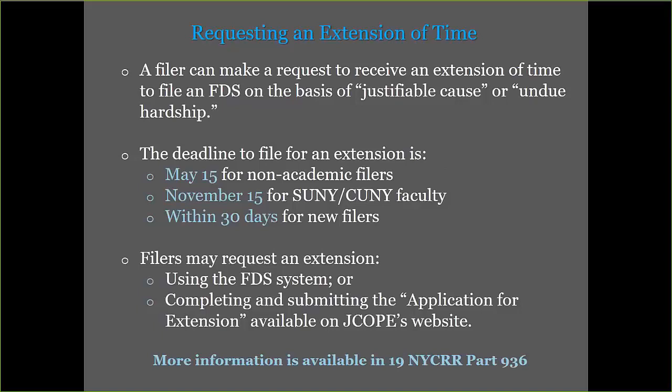Now, filers can request an extension of time for filing. If something comes up and they can't get their FDS in on time, they can request an extension. It's based on justifiable cause or undue hardship, right? They have to give some sort of explanation of their reason. The deadline for requesting that extension is the same as the deadline for filing. Just like with your taxes, if you need an extension, you have to request it by the filing date. Filers can ask for an extension directly through the FDS system.